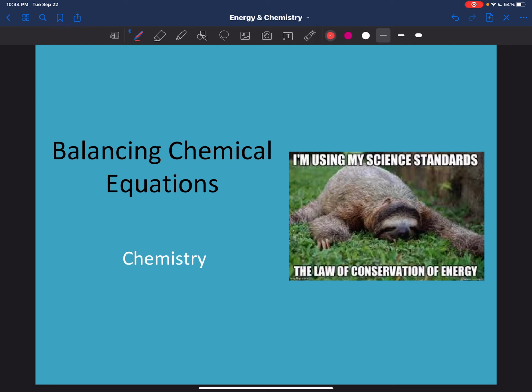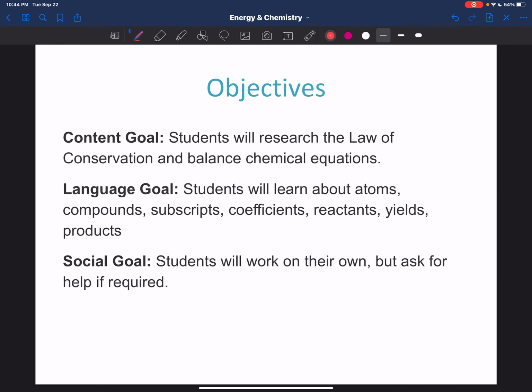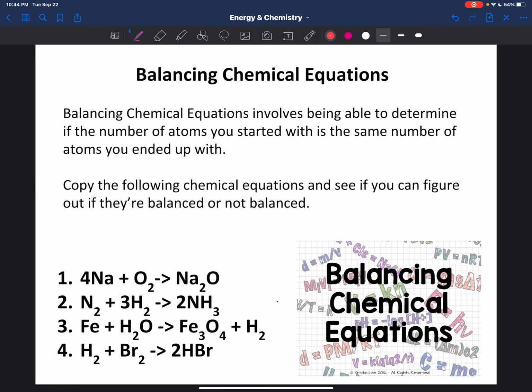Right, hey guys, we're going to be talking about balancing chemical equations. First off, copy these equations and then see if you can figure out if they're balanced or not balanced. Just look at each of them, and then we'll come back at the end of the lesson. I'll let you know which ones are balanced and which ones aren't. So copy these down.